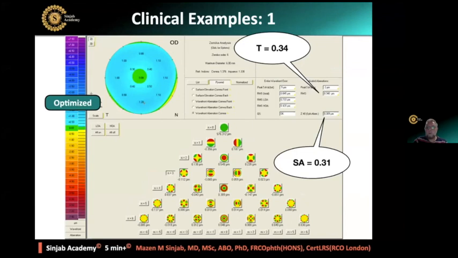The total is 0.34 microns, the total of the 5, okay? And the spherical aberration is 0.31. Now, because the total is less than 0.35, this patient does not need customized laser vision correction. He just needs optimized. And if we are planning for phakic IOL, we can implant the phakic IOL comfortably because the patient doesn't have high order aberrations and we are not going to complicate the case.